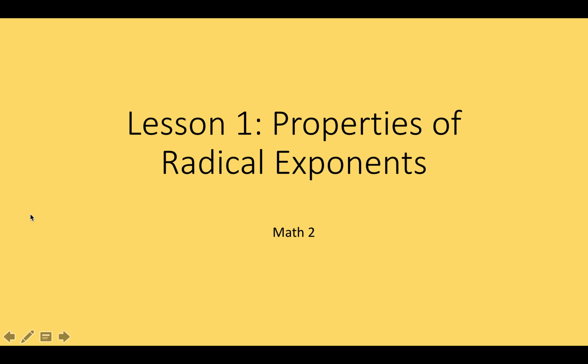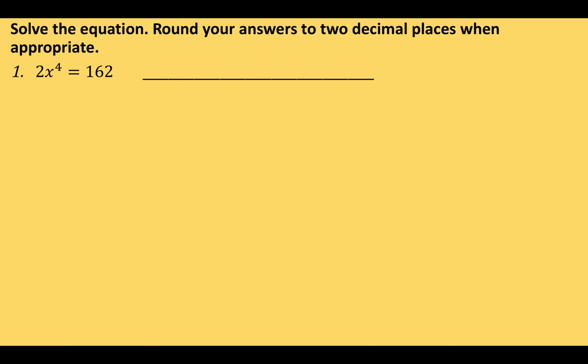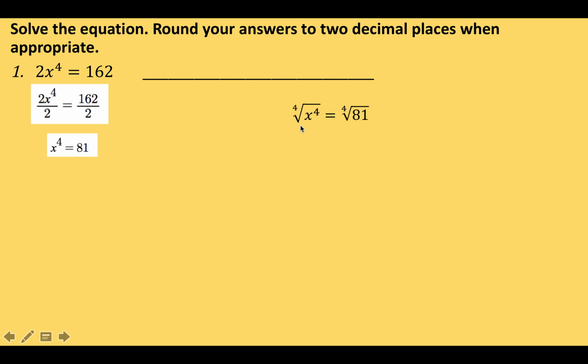In lesson 1, we are doing properties of radical exponents. In the first section, we are solving the equation. Round your answer to 2 decimal places. So for this one, we are going to divide by 2. During these steps, we're trying to get x by itself. So to get rid of the exponent 4, we're taking the fourth root of both sides.